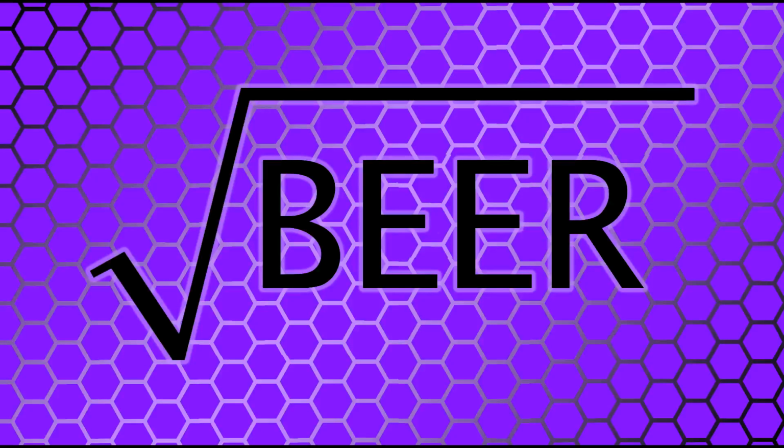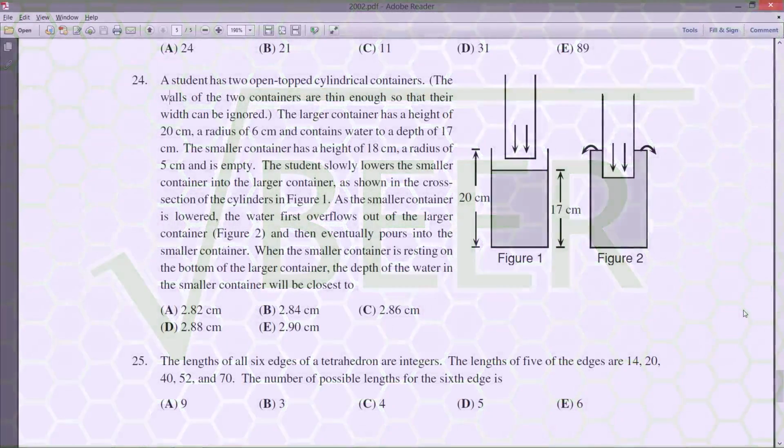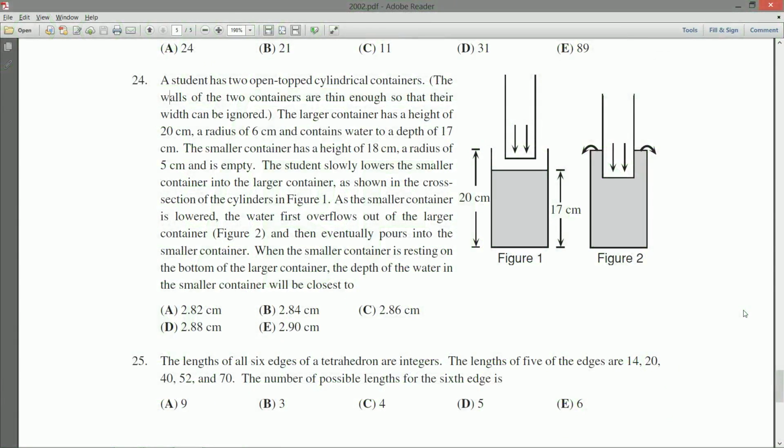Hello everybody and welcome back to more of the 2002 Fermat paper. We're on question number 24, which is quite a wordy little question, and it's got a diagram with it.